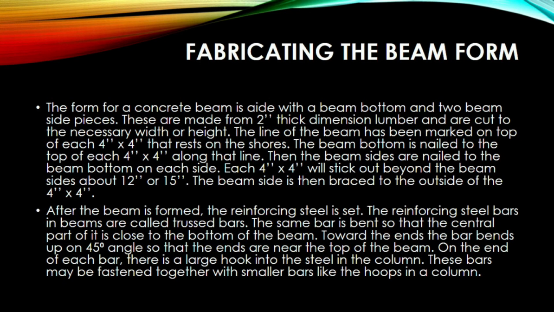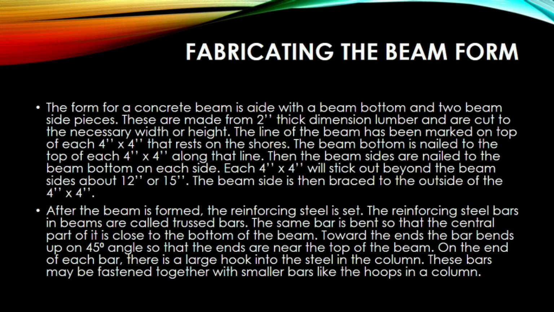Fabricating the beam form. The form for a concrete beam is made with a beam bottom and two beam side pieces. These are made of 2-inch thick dimension lumber and they are cut to the necessary width or height. The line of the beam has been marked on top of each 4-inch by 4-inch that rests on the shores. The beam bottom is nailed to the top of each 4-inch by 4-inch along that line. Then the beam sides are nailed to the beam bottom on each side. Each 4-inch by 4-inch will stick out beyond the beam sides about 12 or 15 inches. The beam side is then braced to the outside of the 4-inch by 4-inch.